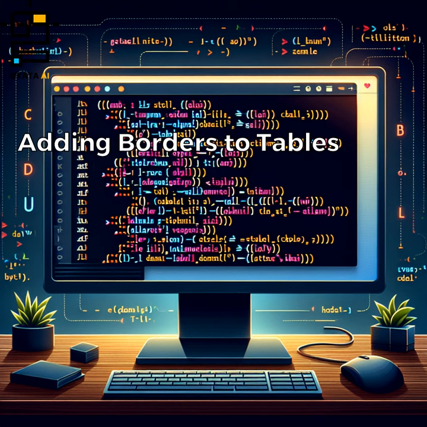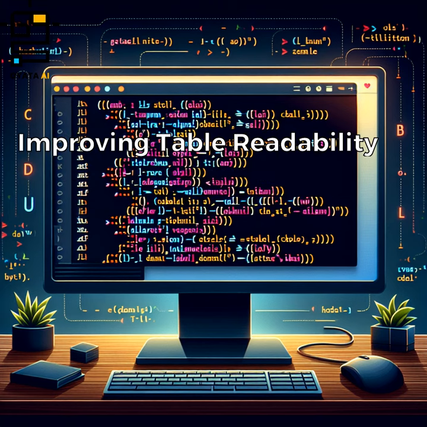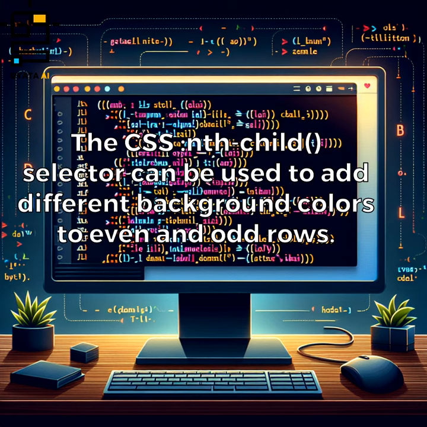Adding borders to tables. Borders can be added to tables and cells using the CSS border property, improving table readability. The CSS nth-child selector can be used to add different background colors to even and odd rows.